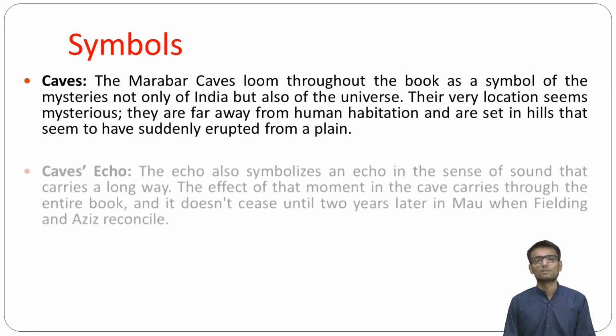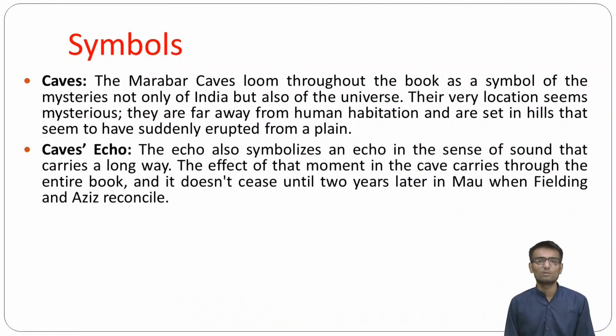Now, the second symbol is the caves' echo. The echo also symbolizes an echo in the sense of sound that carries a long way. The effect of that moment in the cave carries through the entire book, and it doesn't cease until 2 years later in Mau, when Fielding and Aziz reconcile. This occurs in a series of events echoing earlier events, with Aziz calling an Englishman named Moore an Oriental and then giving him a tour of an aspect of India he himself doesn't understand.